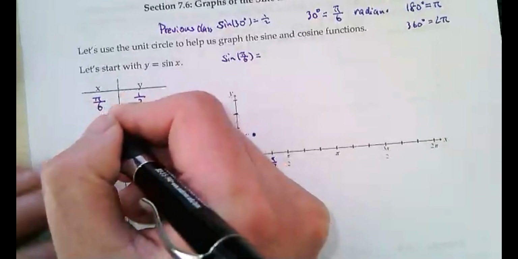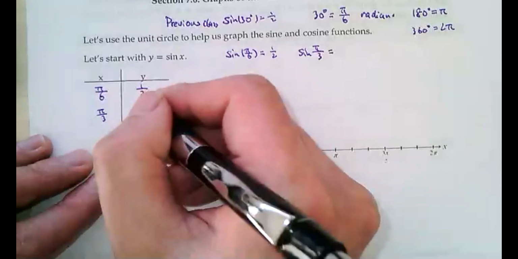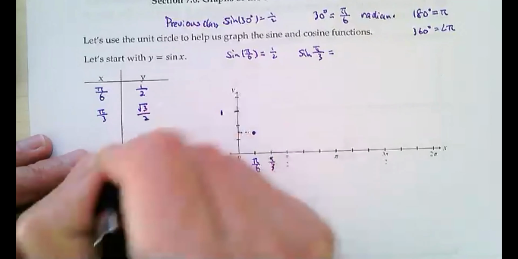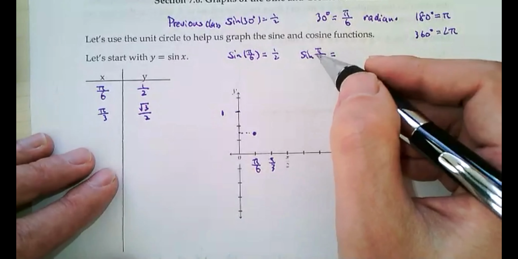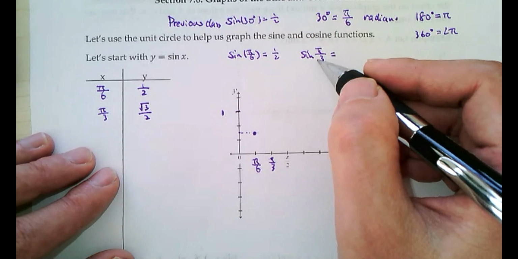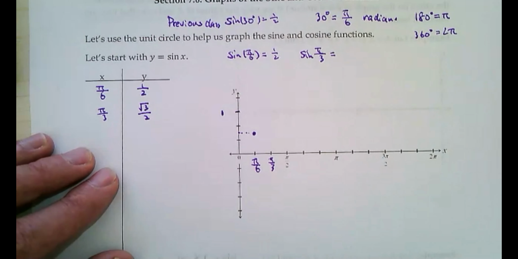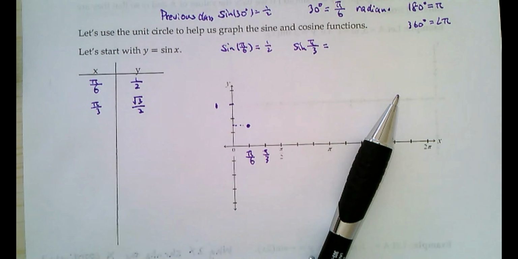How about pi over 3? What is sine pi over 3? Isn't that square root of 3 over 2? Very good. Sine pi over 3, according to our previous class, is square root of 3 over 2. Okay. Square root of 3, how big is square root of 3? Let me Google it.